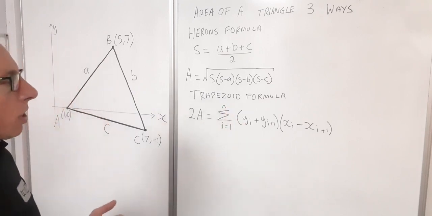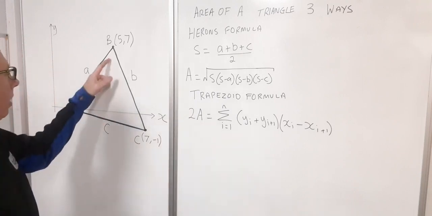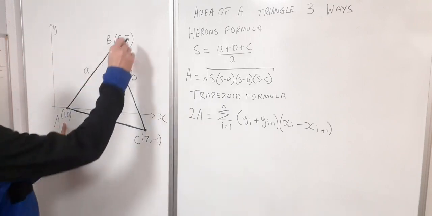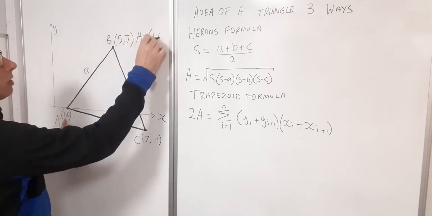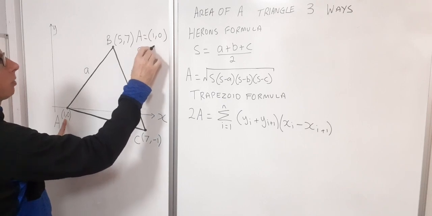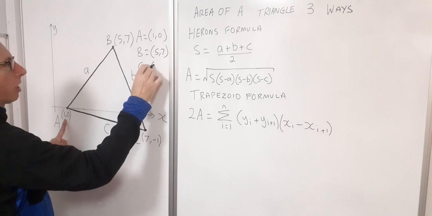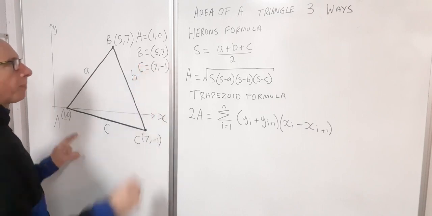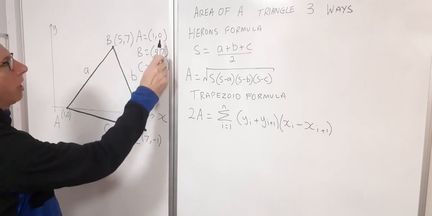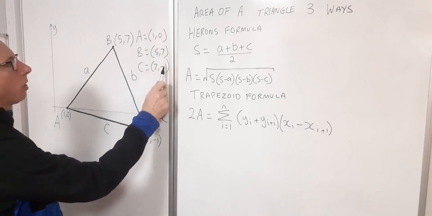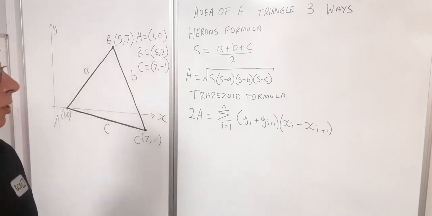Now this here involves x and y subscript 1, 2 and 3. So here we need to assign our x1, 2 and 3. So here let's use our A. So that equals 1, 0. Our B equals 5, 7, and our C equals 7, minus 1. So that can be our x1, our x2 and our x3. And here we've got our y1, y2 and y3. And we can find those accordingly using this formula.